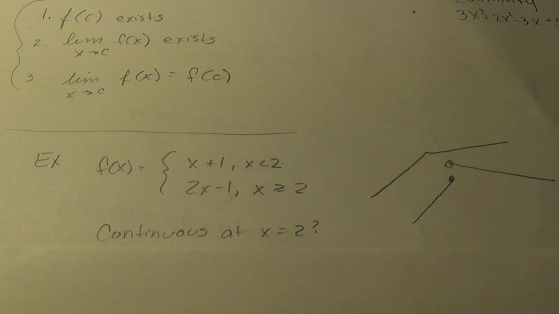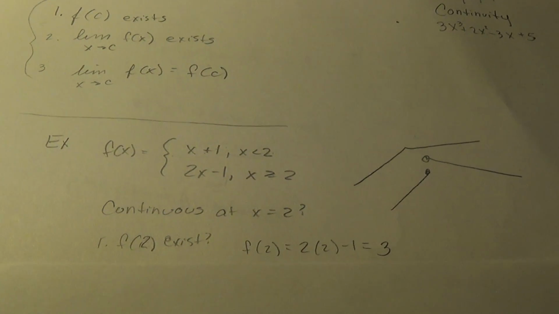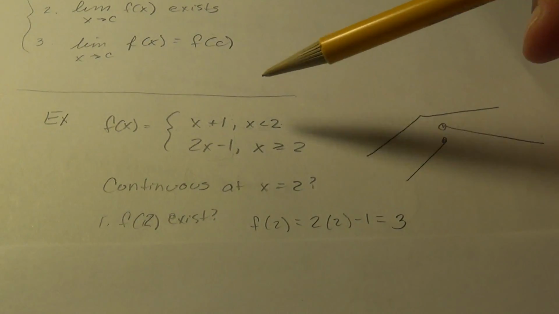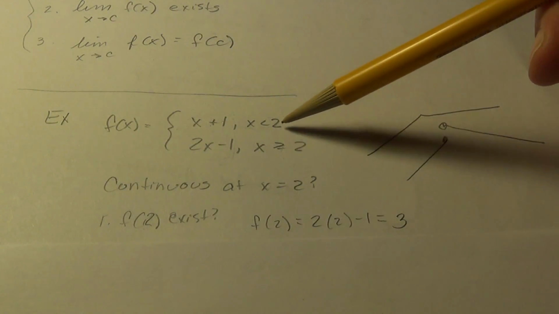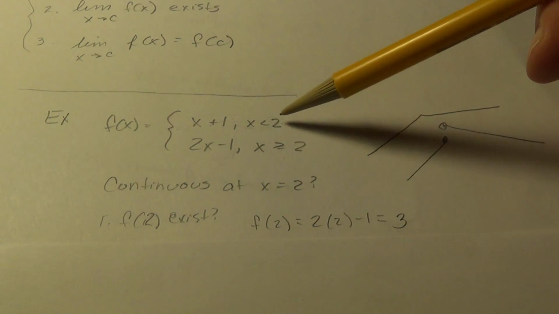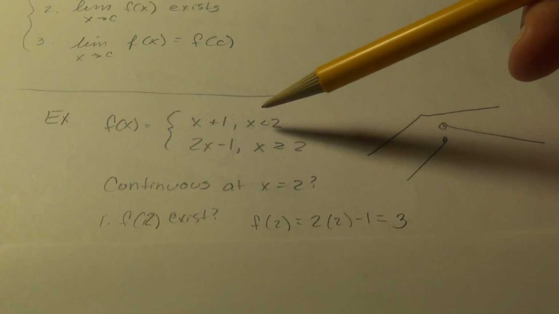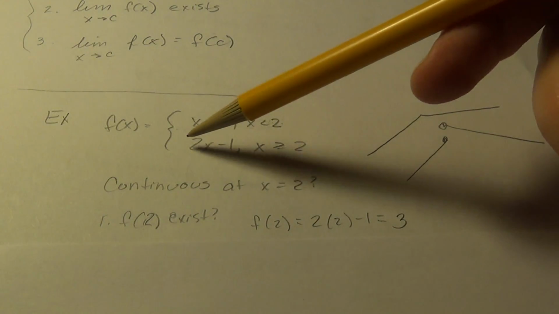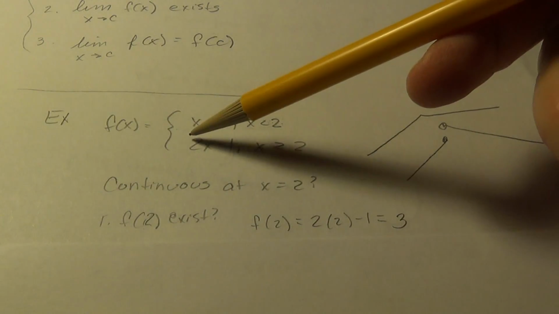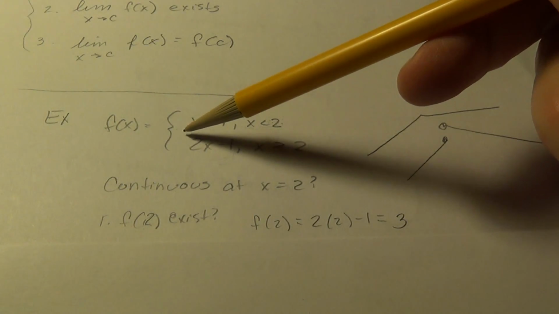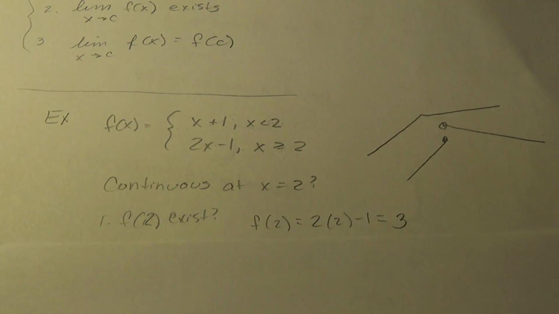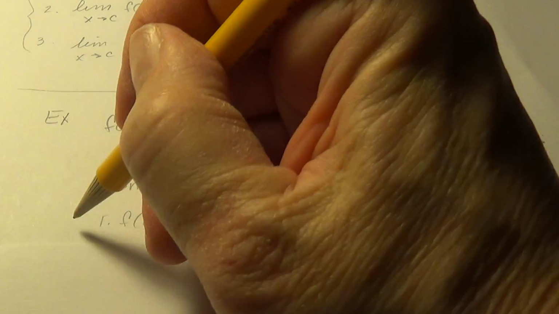Is it continuous at x equals 2? The first question is, does f of 2 exist? Which of these two will we put 2 into? Well, it's not defined on this one. That's only when x is less than 2. But 2 is defined on this piece. So we put in a 2 and get f of 2 is 2 times 2 minus 1, or 3. So we met the first condition.